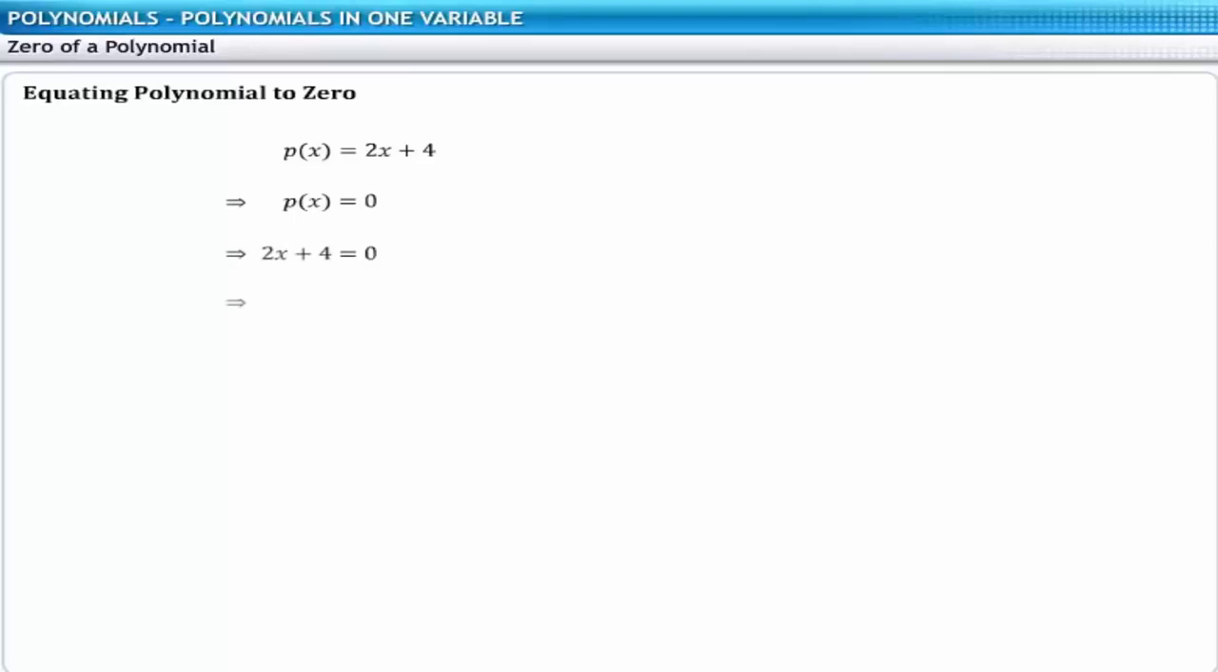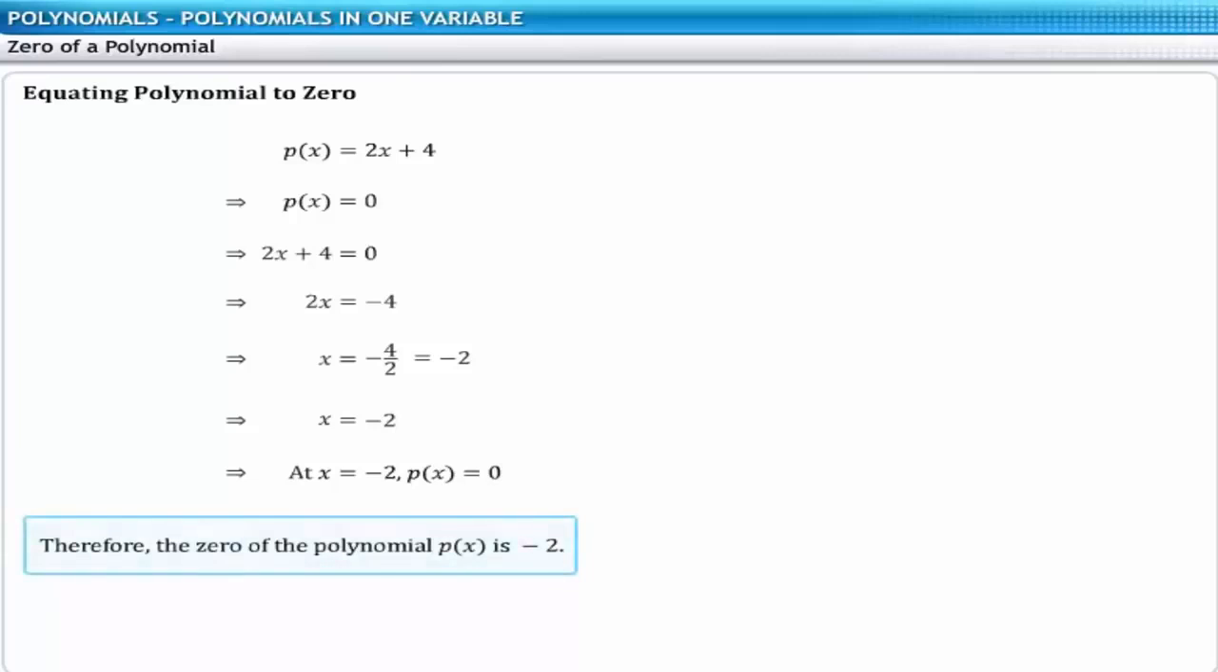On solving, you get x is equal to -2. This indicates that the value of p of x is equal to 0 if x is equal to -2. Therefore, -2 is the 0 of polynomial p of x. Thus, you can obtain the 0 of a polynomial by equating it to 0.